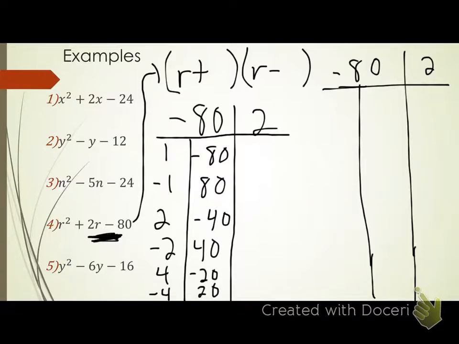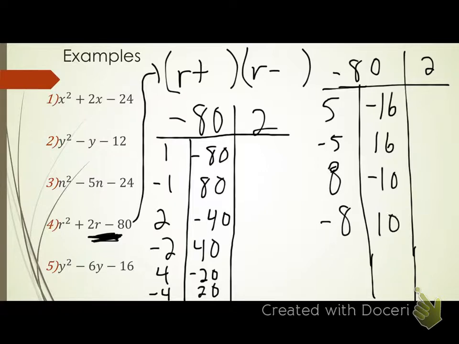Okay, does 5 go into 80? 5 and what? Negative 16, and negative 5 and positive 16. What about 6? No, 6 doesn't go into 80. What about 7? No. What about 8? 8, negative 10, negative 8 and positive 10.